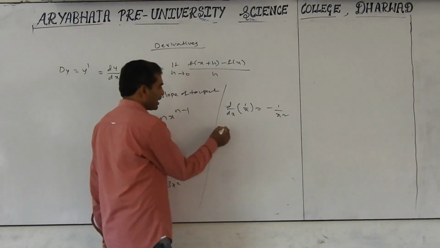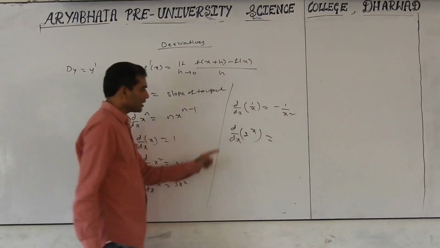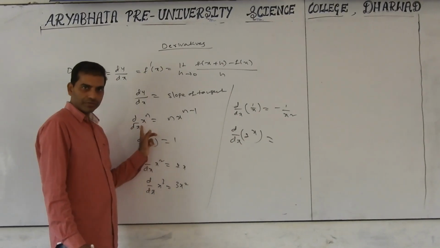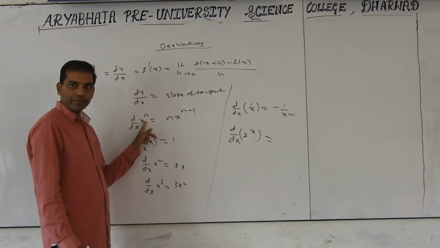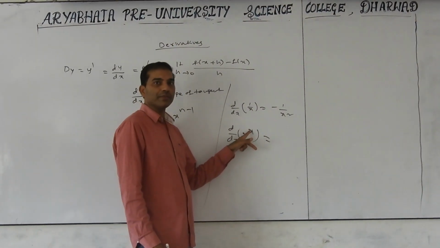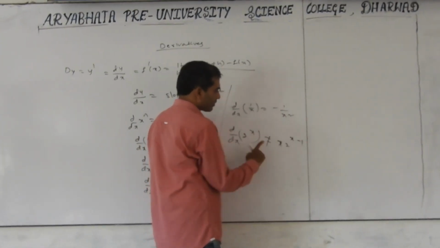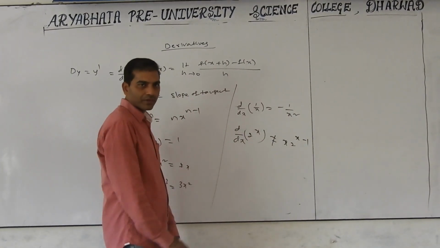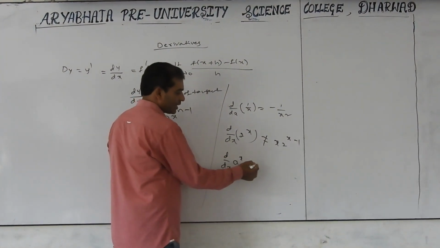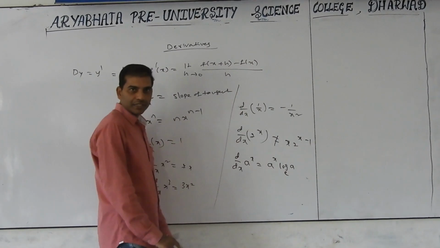And d by dx of 2 raised to x. Is it possible to apply this formula? No, because there the base is variable and power is constant, but here your base is constant and power is variable. So don't write x into 2 power x minus 1. This is the wrong way. This has a separate formula: d by dx of a raised to x equals a power x into log a base e.